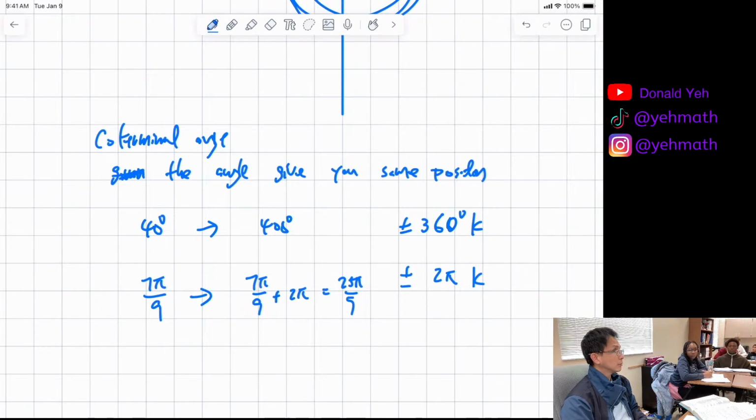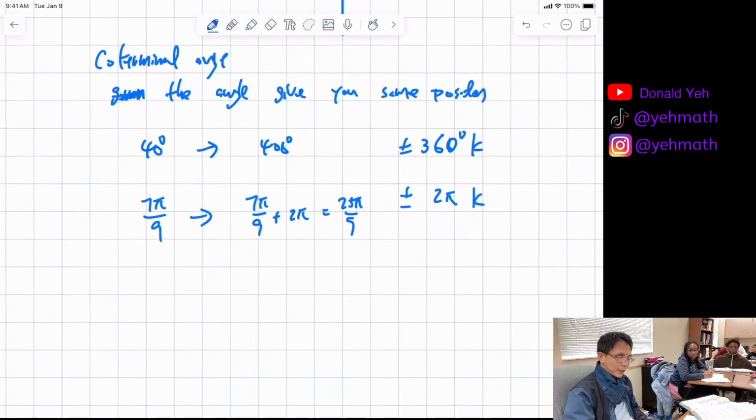Is that okay? So how about this? Negative 135 degrees. Can you give me two representations? One is a positive coterminal angle, one is a negative coterminal angle. That's called a coterminal angle. The angle gives you the exact same position, but there are an infinite amount of representations.